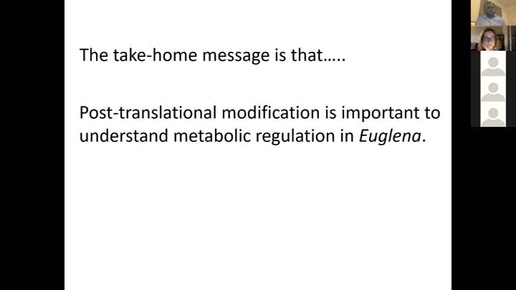Finally, summarizing my talk today, I would say post-translational modification, including protein phosphorylation, is important to understand metabolic regulation, in some cases in Euglena.